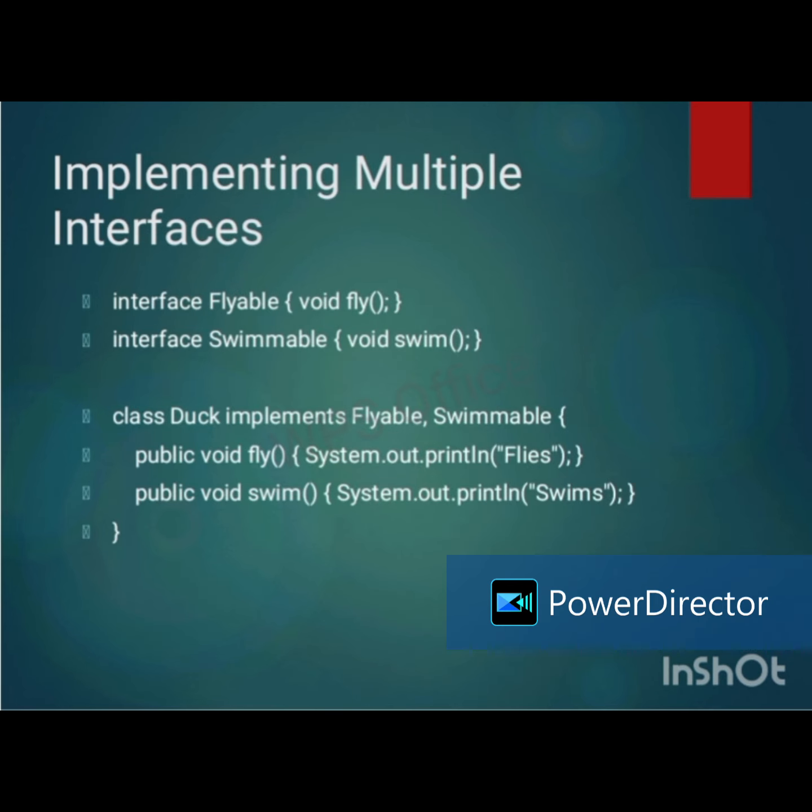Implementing multiple interfaces. One of the most powerful features of interfaces in Java is that they allow a class to implement multiple interfaces. This is Java's way of providing multiple inheritance, not of implementation but of type. This flexibility makes interfaces a key tool in designing extensible and modular applications. Let's break it down with the simple example on the slide.